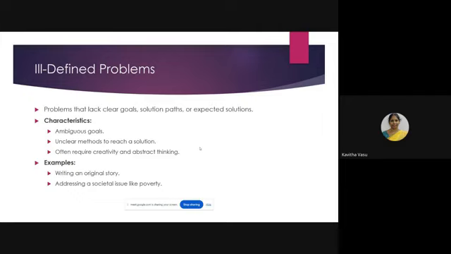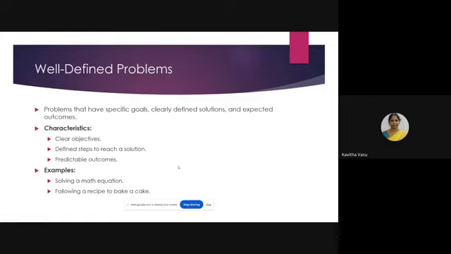For example, writing an original story or addressing complex societal issues like poverty. For this example, clearly we can't give the solution. Depending on the person, the solution may vary. This is called an ill-defined problem.